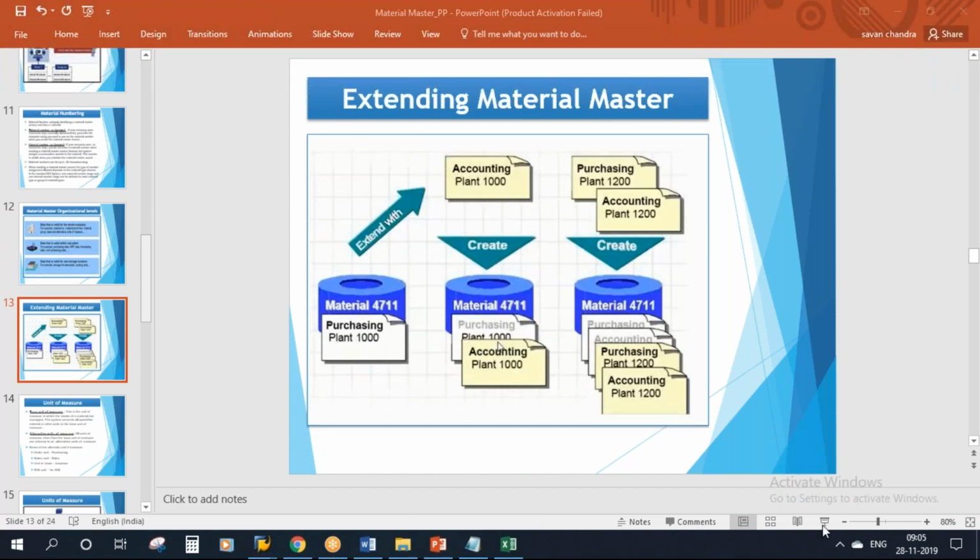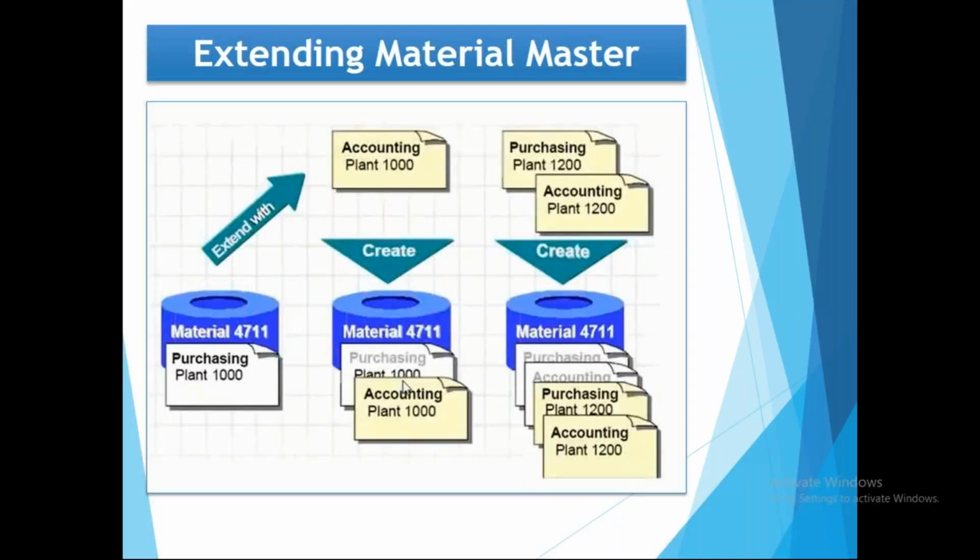Suppose you have a material in your organization already used in one plant. Now the same material, after a certain period, they are going to use in another plant, another location. That time what you do, you extend this material to that other organizational unit, which is called extension of the material master.